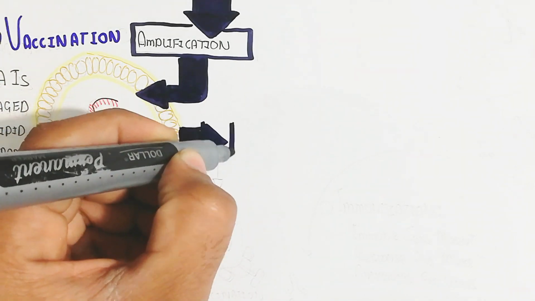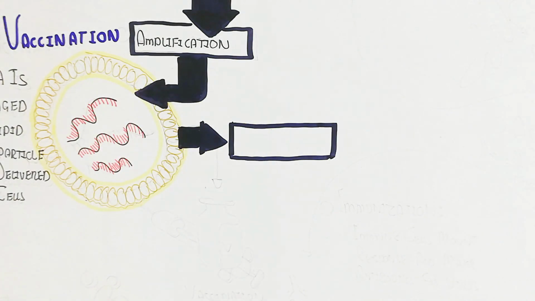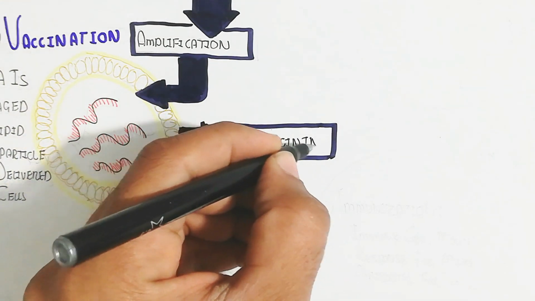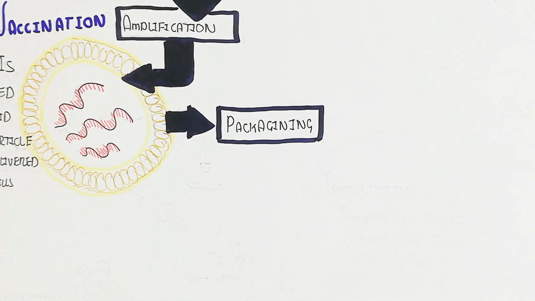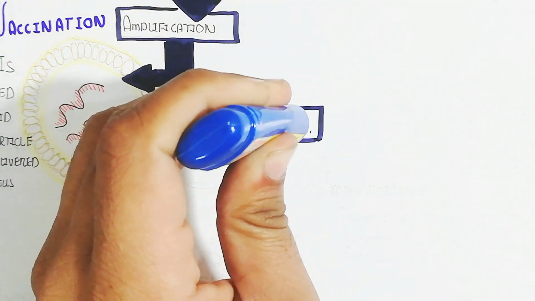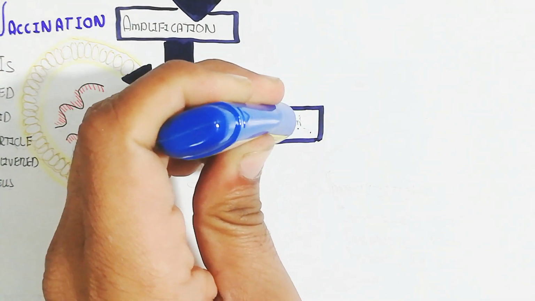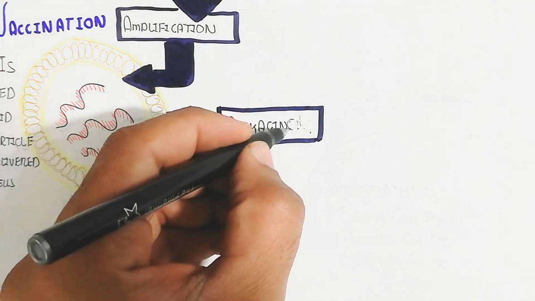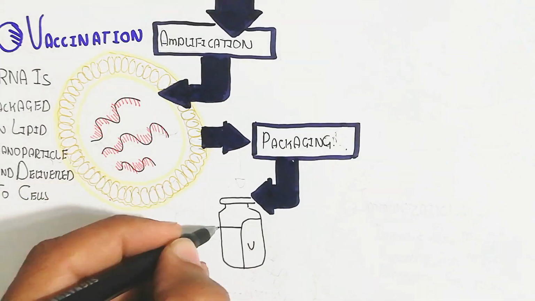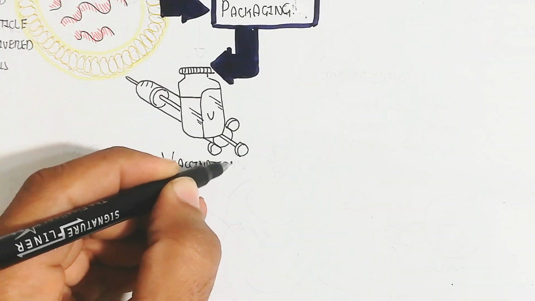So let's begin to understand the packaging. Packaging is important for contamination prevention, as a preventive measure to make a bacterial as well as viral free vaccine.